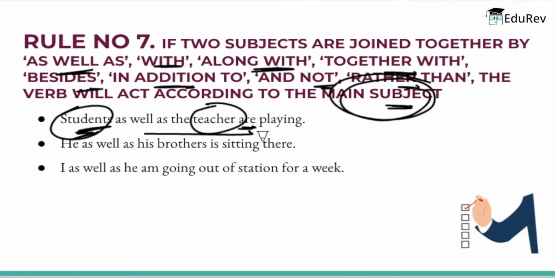So what they are basically saying is that if we have two subjects that are joined by as well as, with, along with, together with, besides, in addition to, and not, rather than, then the verb will act according to what? The main subject. Similarly, we have two more examples, that is he as well as his brothers is sitting. So he is the main and is what we are using in accordance to the main subject. Then I have I as well as he, am. So I is the main subject and am is the verb which I am using in accordance to the main subject, that is I. So I as well as he am going out of station for a week.